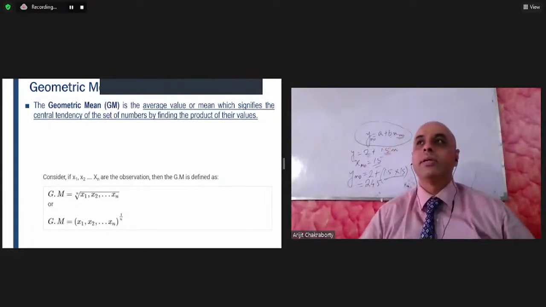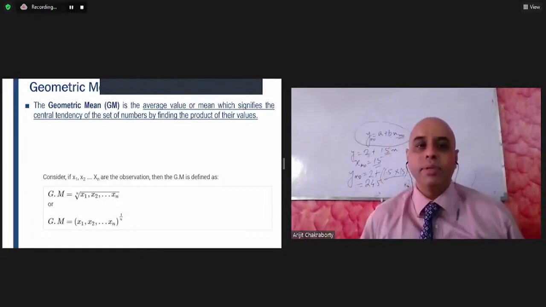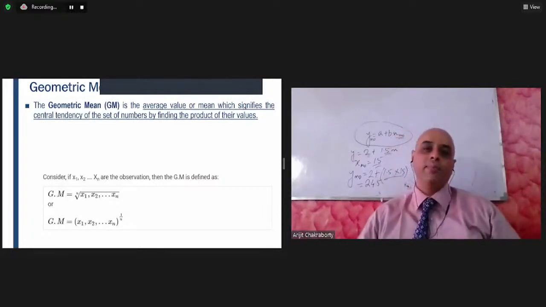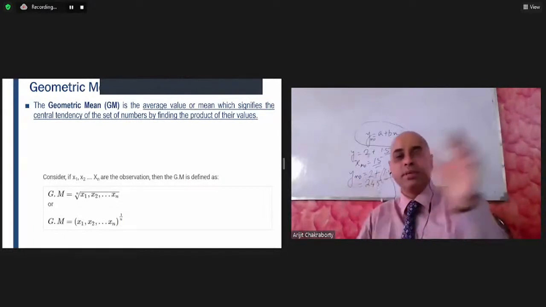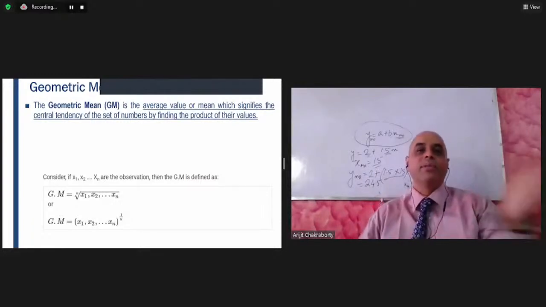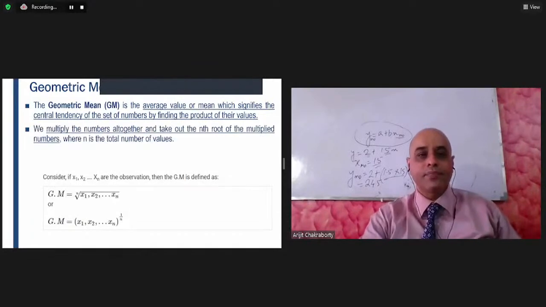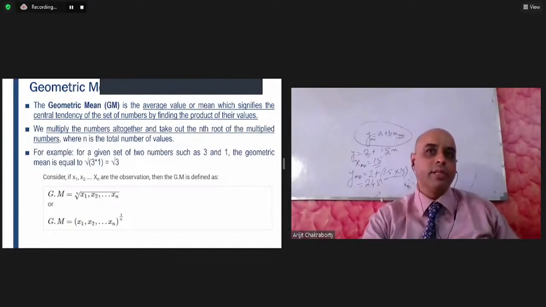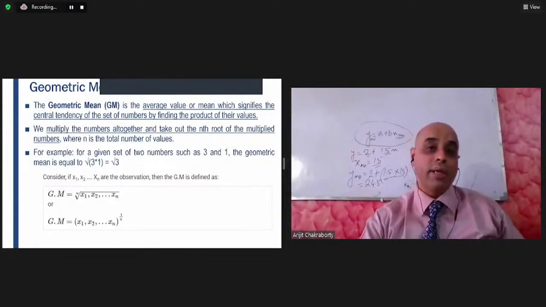And you may remember in our discussion of arithmetic progression, AP and GP, we had AM and GM as well. For example, insert 4 AMs between so and so numbers, insert 2 GMs between these numbers, we had done that. So the geometric mean is, instead of in arithmetic mean, we are adding. In geometric mean, what we are doing is we are multiplying and finding out the nth root.